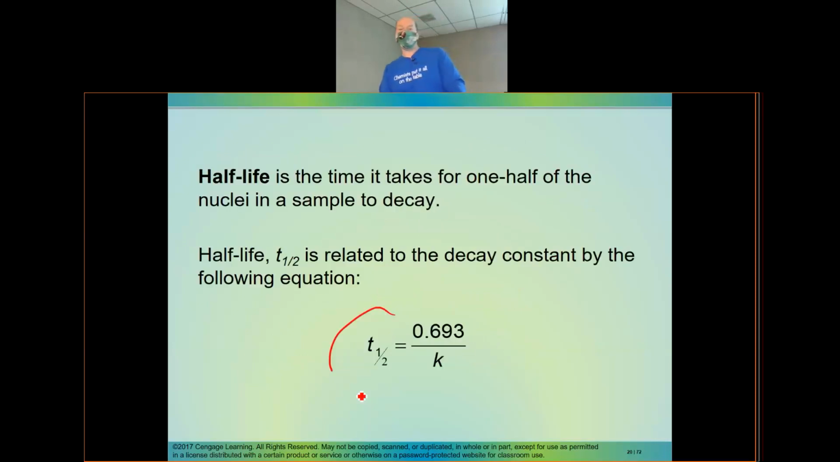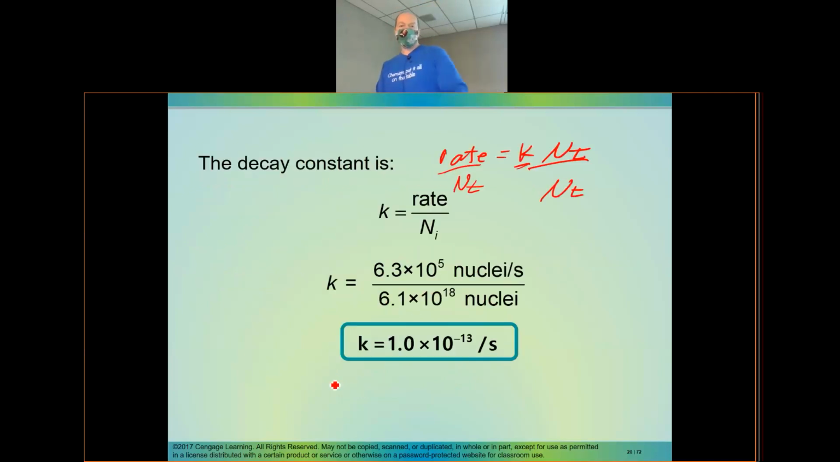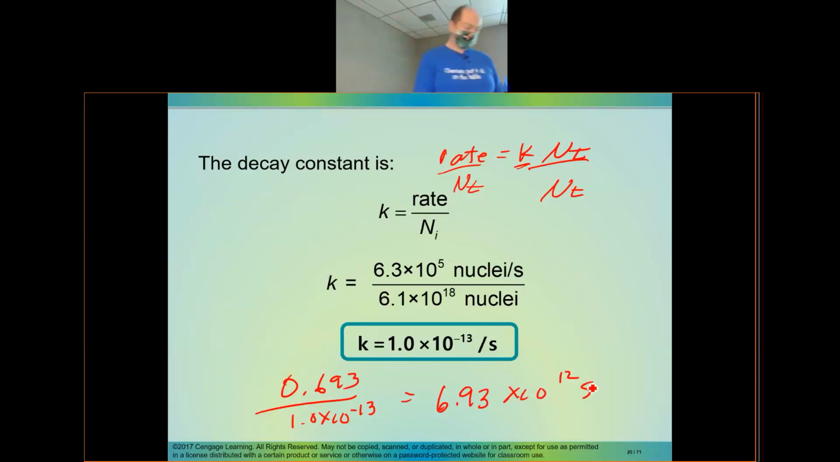All right, and also remember for first order, the half-life equation, there's only one to know. We're not going to use any second order. It's all first order in this chapter. 0.693 over k, that is our first order half-life. So we simply put our k value in, and we can solve for t one-half. So we put in 0.693 divided by 1.0 times 10 to the minus 13, and that's going to give us 6.93 times 10 to the 12th seconds. Yes, and now that's seconds.